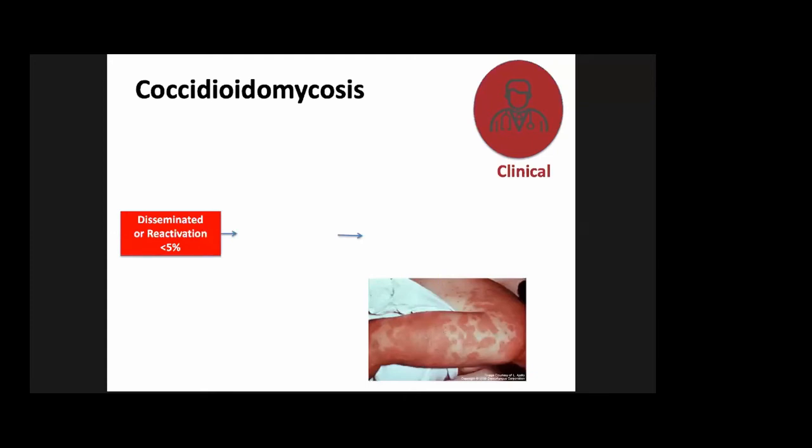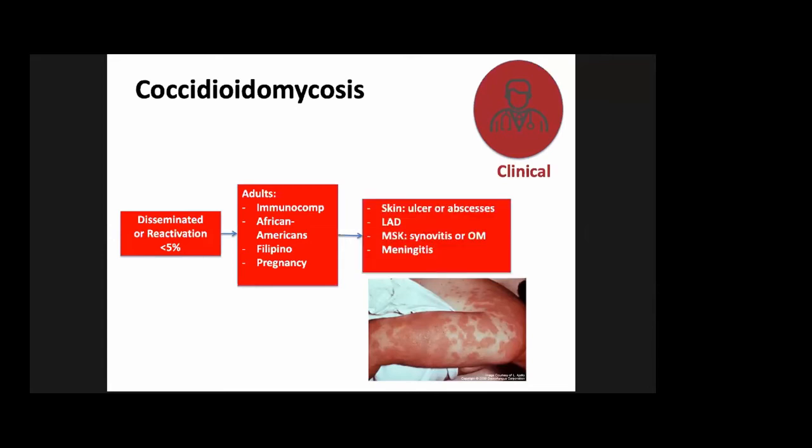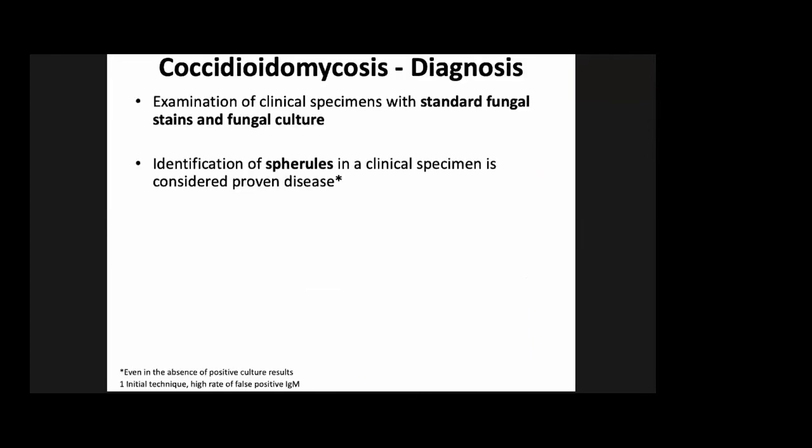The other phase of cocci is disseminated disease or reactivation. Your host here will be immunocompromised, Filipinos, pregnant women, or some patients that are African Americans. So where are you going to see the symptoms here? You will see them in the skin, you will see lymphadenopathy, or you may see patients with meningitis.